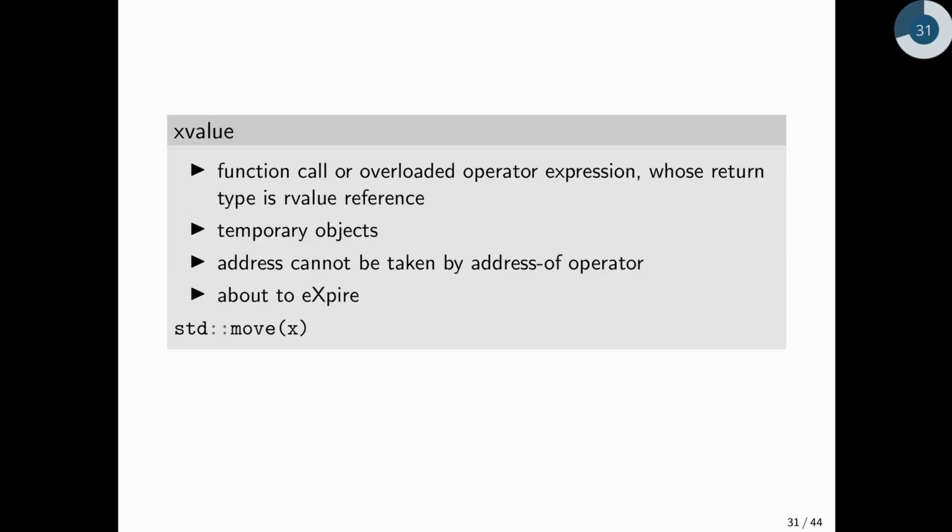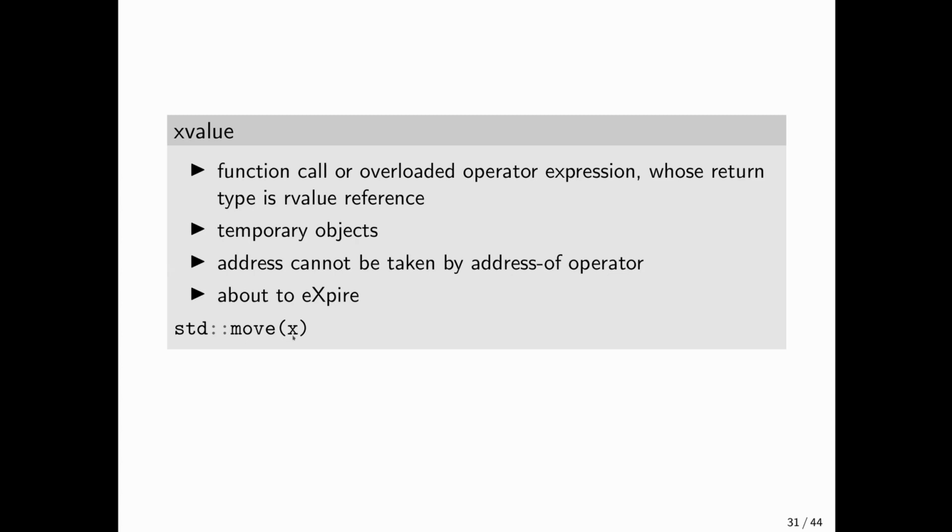Now comes the X values. The X value is basically an L value which is about to expire. This is the last case I wrote in the list. It can be also a temporary object. Anything which is about to be destroyed, anything which is about to leave the scope, anything which is about to expire. The best example for here is standard move.